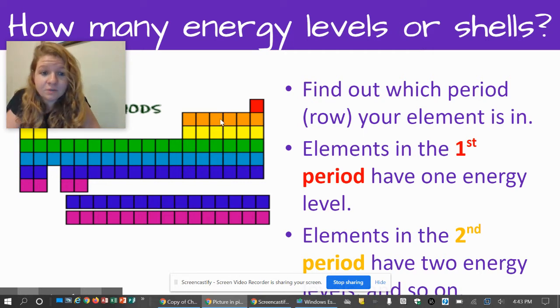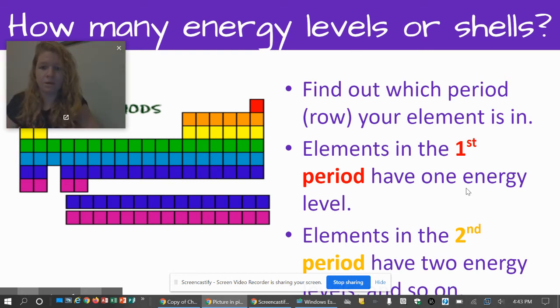Because remember, as you go down these rows in your periodic table, your atomic number is increasing. That means your energy levels are going to increase because you have more electrons, right? Remember, science isn't hard if we use our brains.